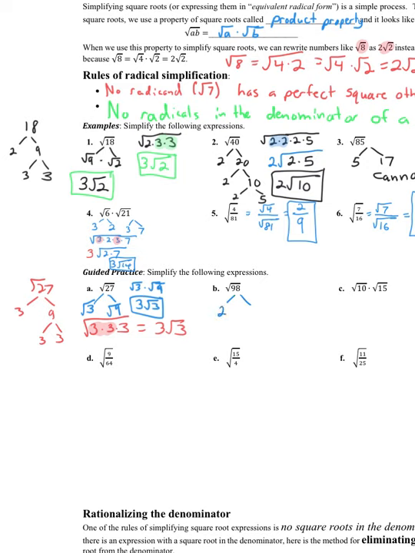Part B, divide by 2, and you're going to end up with a 49. And I like that because now I've got, hey, look, a square root of 49 there. So I know square root of 49 is just going to be 7, so I get 7 root 2.